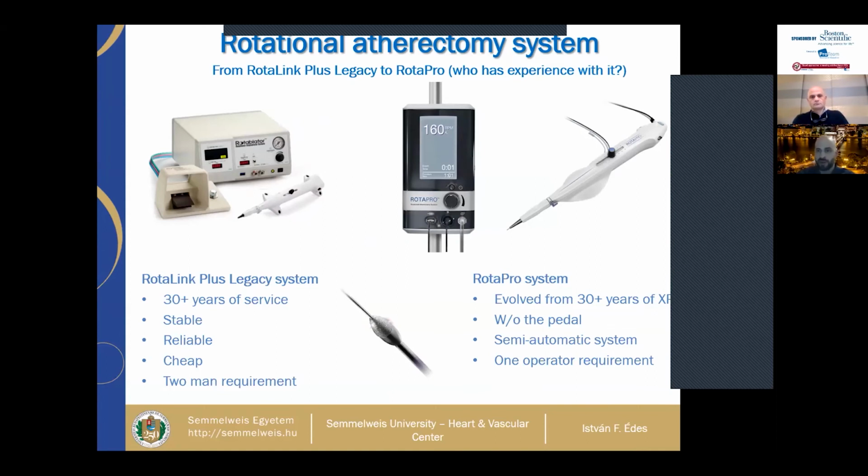The new RotaPro that you see on the right has evolved from the prior 30 years of experience that we've had with the legacy system. It is without the pedal that you see on the left. The pedal has been exchanged for this small button that's on top of the advancer. Therefore, it is a semi-automatic system, and it only requires 1 operator to use. The nurse is not necessarily needed, and the whole machine itself has a new-looking, stylish 21st century interface.